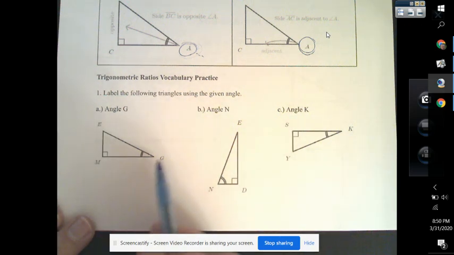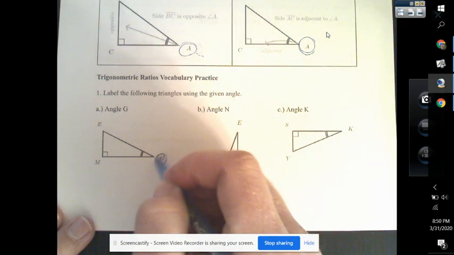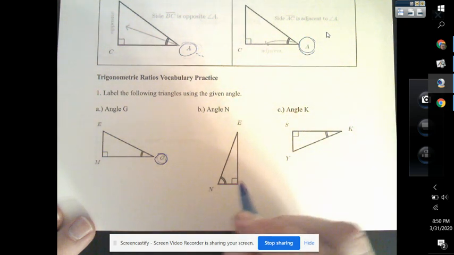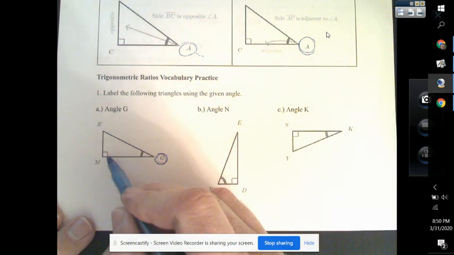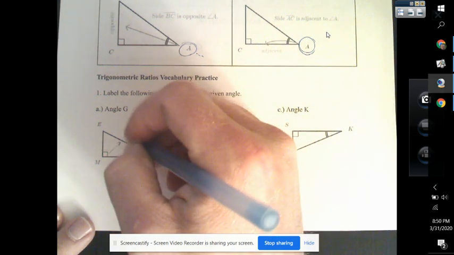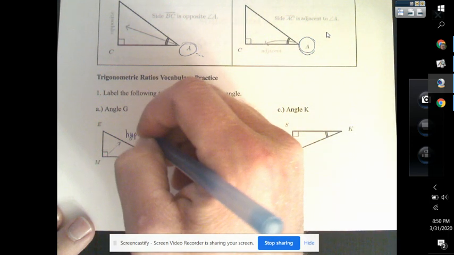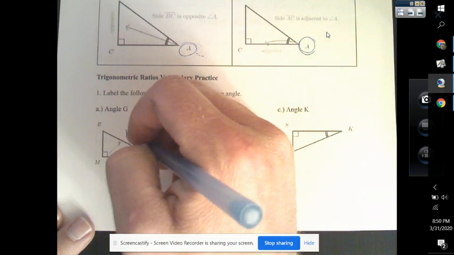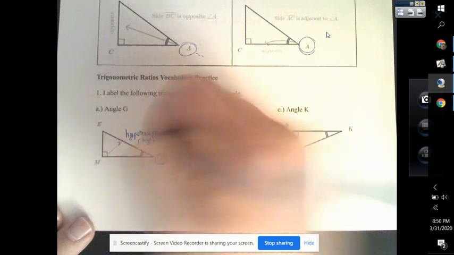Angle G. So what we do is we first circle our angle G, or whatever angle they tell me, okay? Now, always find the hypotenuse first. So here's my right angle. Go across from it. There's my hypotenuse. Okay? Which you're going to see us a lot of times abbreviated HYP.